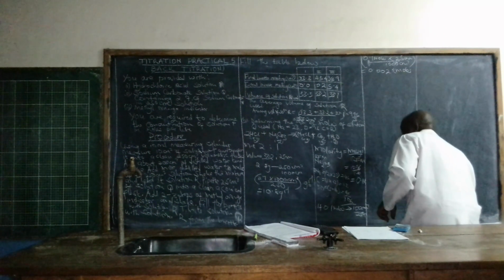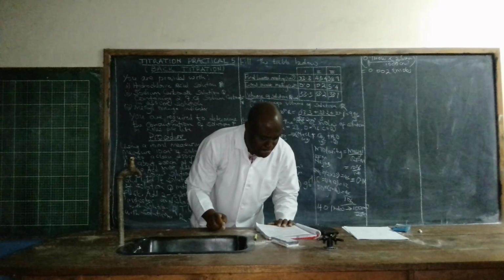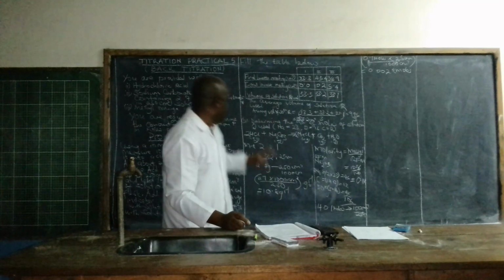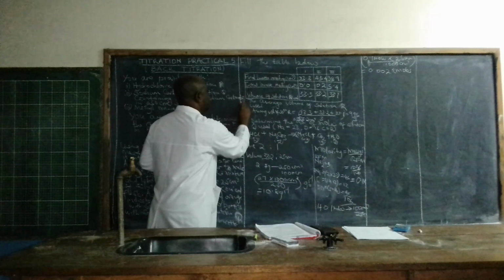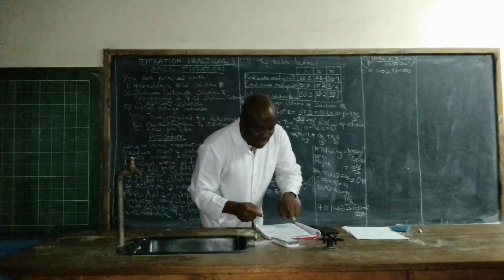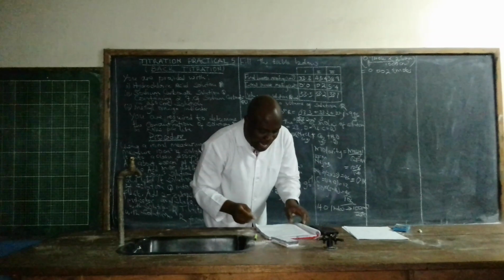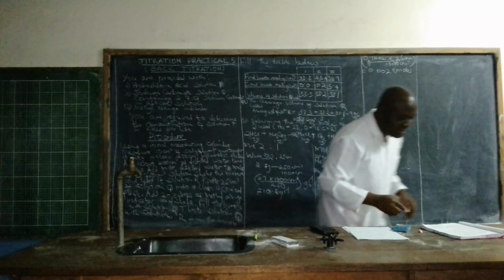I'm just trying to economize the space. That is question A, B. We have answered A, B. And then we are going to answer C, the number of moles of hydrochloric acid.